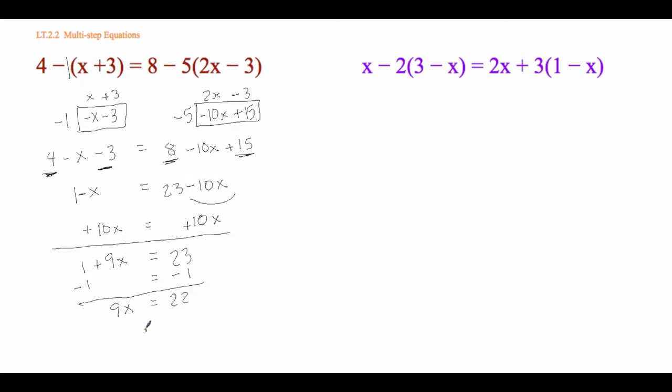And I get 9x is equal to 22. But x is still not isolated. We want to get it by itself. We'll divide both sides. The very last thing I'm going to do is to divide. I'm not going to divide unless I have to get the x by itself. Otherwise, I'll do it some other means, subtracting or something else. I get 22 ninths.